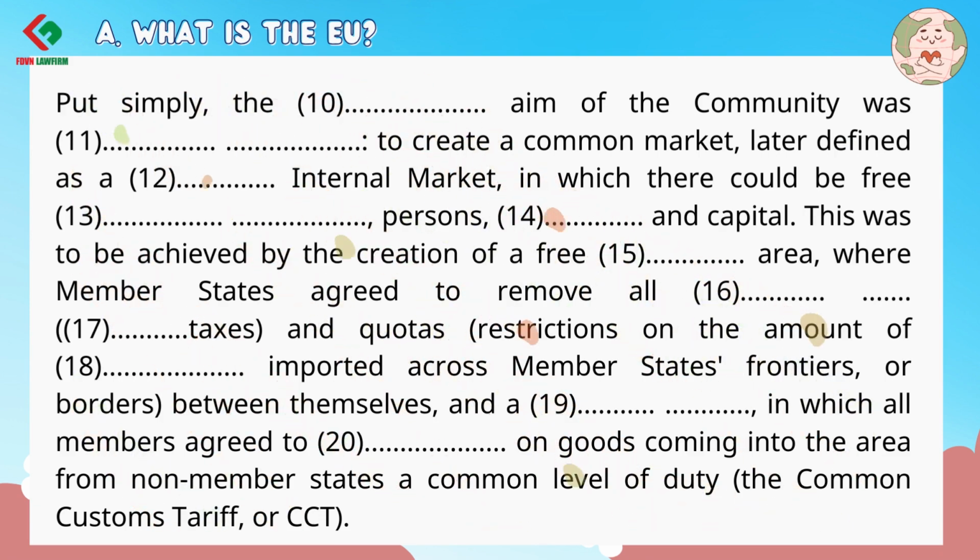This was to be achieved by the creation of a free trade area, where member states agreed to remove all customs duties, import taxes, and quotas, restrictions on the amount of goods imported across member states' frontiers, or borders, between themselves, and a customs union, in which all members agreed to impose on goods coming into the area from non-member states a common level of duty, the Common Customs Tariff, or CCT.